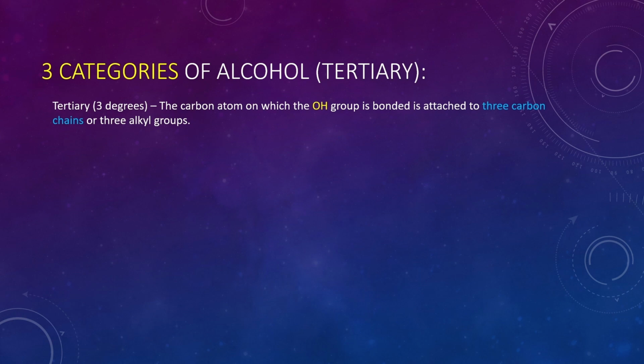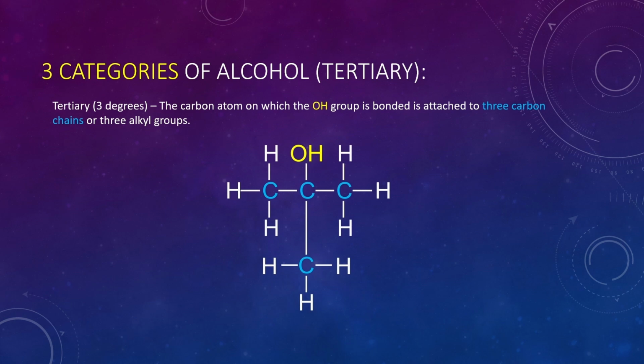In tertiary alcohols, there are 3 carbon chains attached to the carbon to which the OH is attached. For example, here is 2-methyl-propan-2-ol. The carbon attached to the OH group is attached to the 3 alkyl groups, making it a tertiary alcohol.